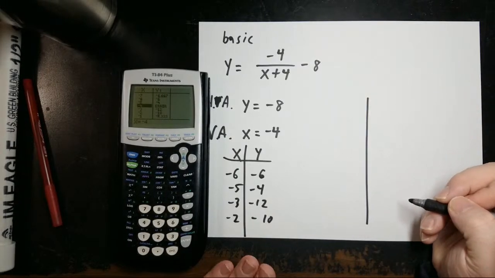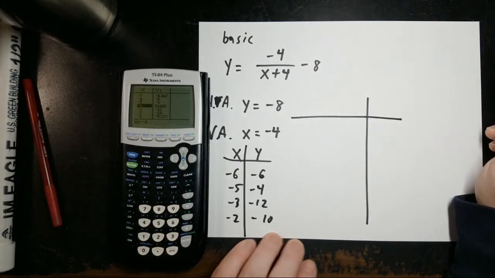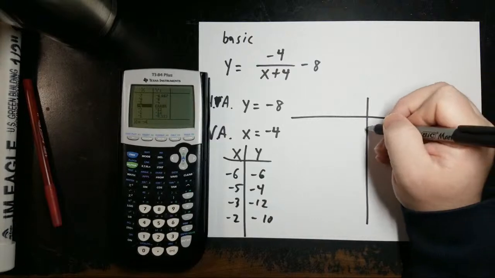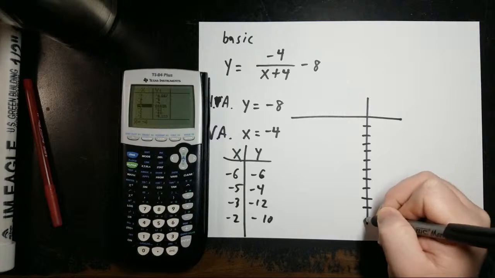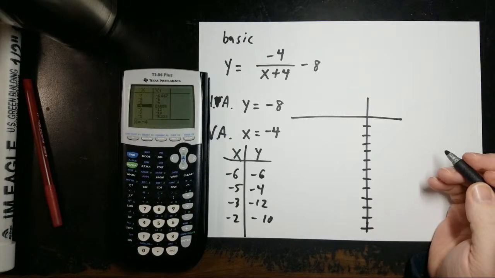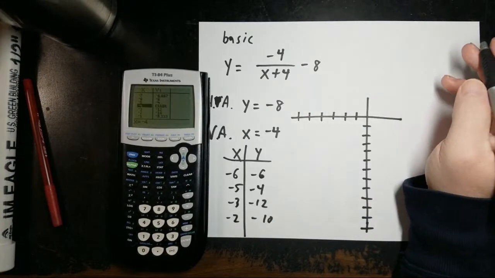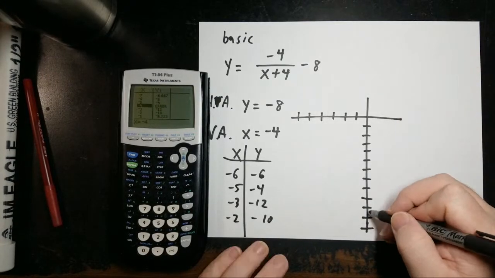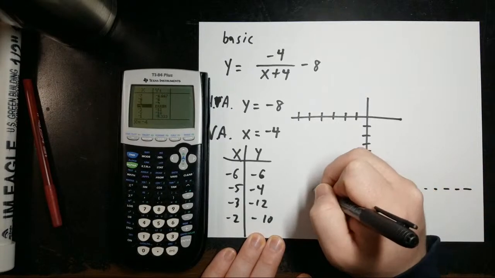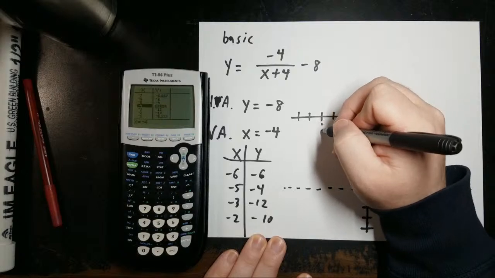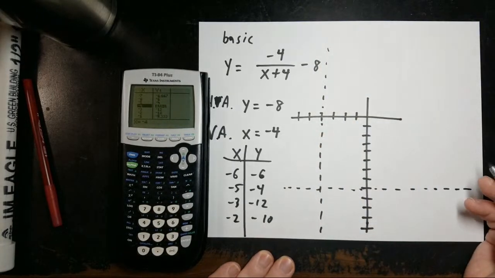Now, these are larger negative numbers, so I am going to be doing one of these to get those larger negative numbers. 1, 2, 3, 4, 5, 6, 7, 8, 9, 10, 11, 12. There we go. And 1, 2, 3, 4, 5, 6. Perfect. 11, 10, 9, 8. There is my horizontal. -4. There is my vertical.